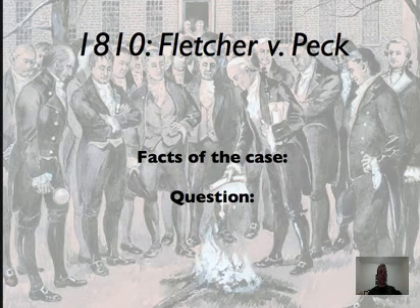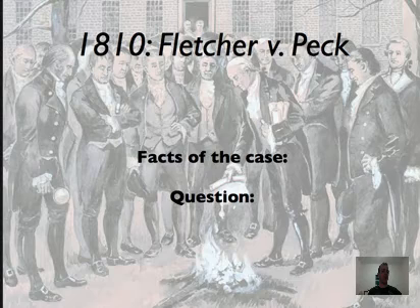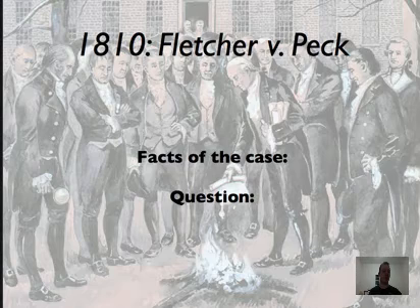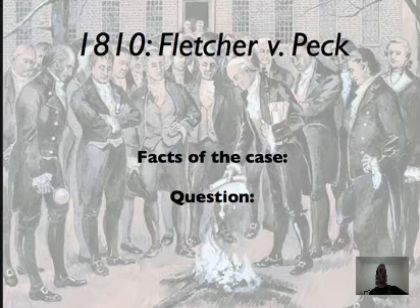Another case took place in 1810, Fletcher versus Peck. And here are the facts of the case. The state of Georgia sold land to some companies. That deal was corrupt. There had been bribes given to legislators to make sure those companies were able to purchase that land at a cheap price. Whatever. The deal was corrupt. So when new legislators were elected after the corruption was discovered, they voided the sale. They said that all those claims from those sales are invalid.